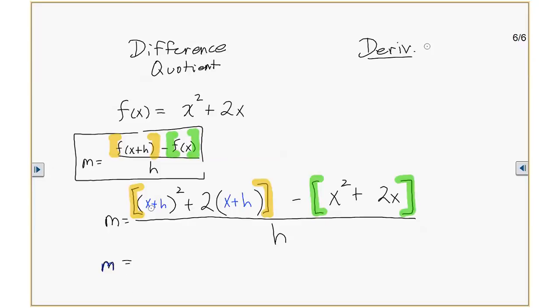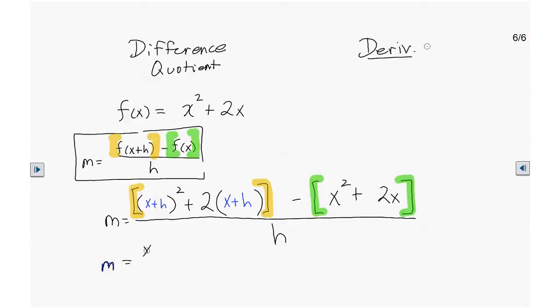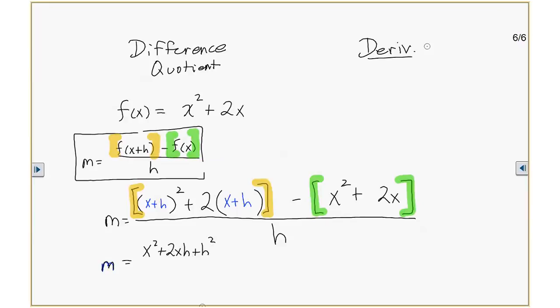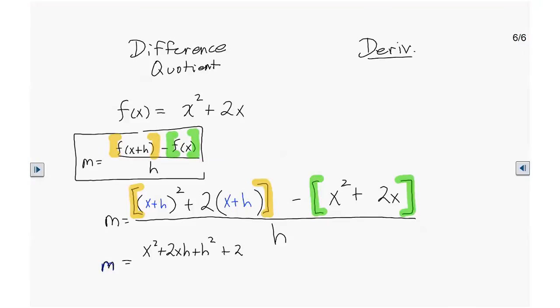What is this? All right, one person, yes. Thank you. You get an A for the class. You can go home. You interacted with me. Thank you. X squared plus 2xh plus h squared plus, what are you going to do here? Distribute. 2x plus 2h.